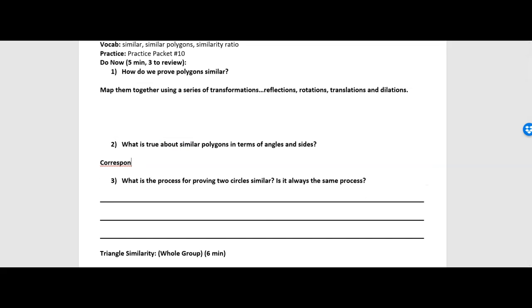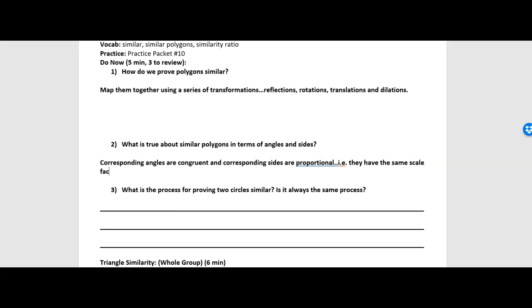What is true about similar polygons in terms of angles and sides? Corresponding angles are congruent, and corresponding sides are proportional, which means they have the same scale factor.